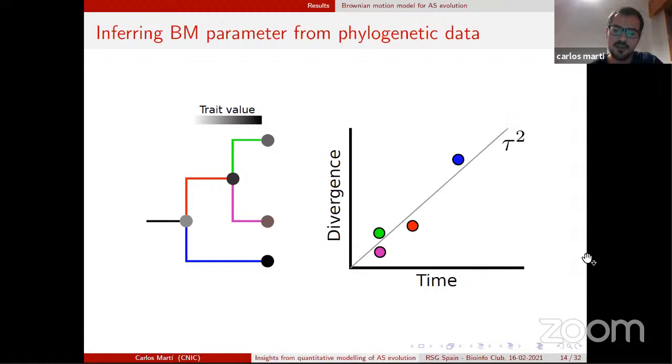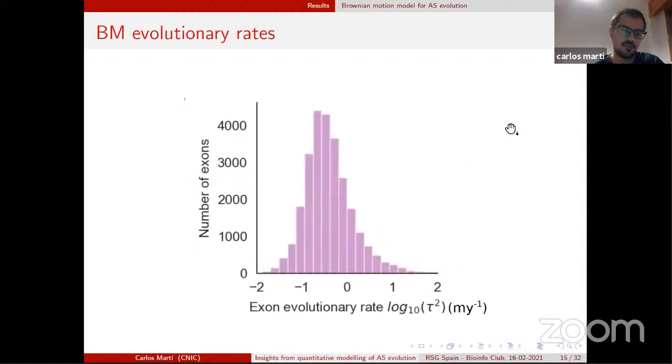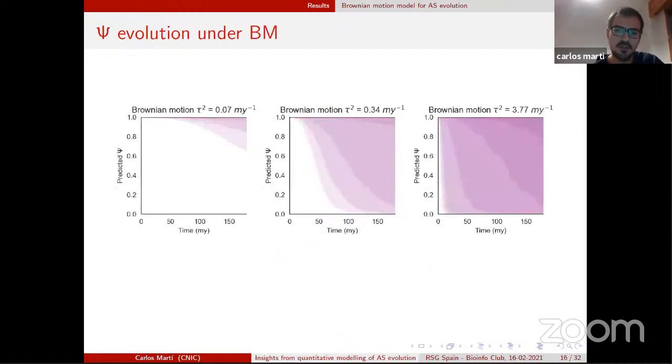So doing this kind of analysis, we were able to estimate the average evolutionary rate for each exon, which is represented here in this histogram. Here it's represented on the log scale. And what we can see is that there is a lot of variation from -1 to 1. There are about 2 orders of magnitude, suggesting that there are some exons that are evolving 100 times faster than others.